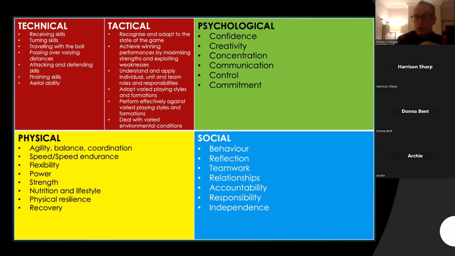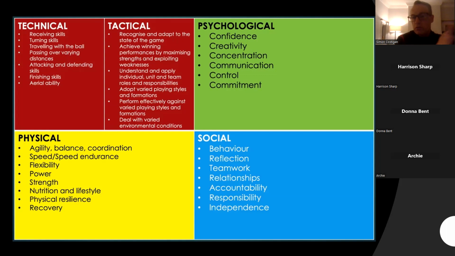Control, which is your emotional control. So how do we react to errors? How do we react to mistakes? And in terms of commitment, I don't believe there's any issues in terms of commitment in the group. It's something that everybody's on board and everybody's pulling in the right direction.